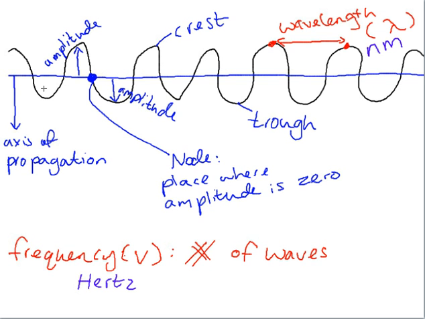And wherever the axis of propagation is, that's where we would measure the amplitude, which is the height of a wave from the axis of propagation. So if the axis of propagation was over here, then the amplitude would start from here and you'd go up, or you would go down. But if the axis of propagation was over here on the bottom, then the amplitude would be from here to there. And the node is the place where the amplitude is 0. So it's right here, which is always going to be on the axis of propagation.